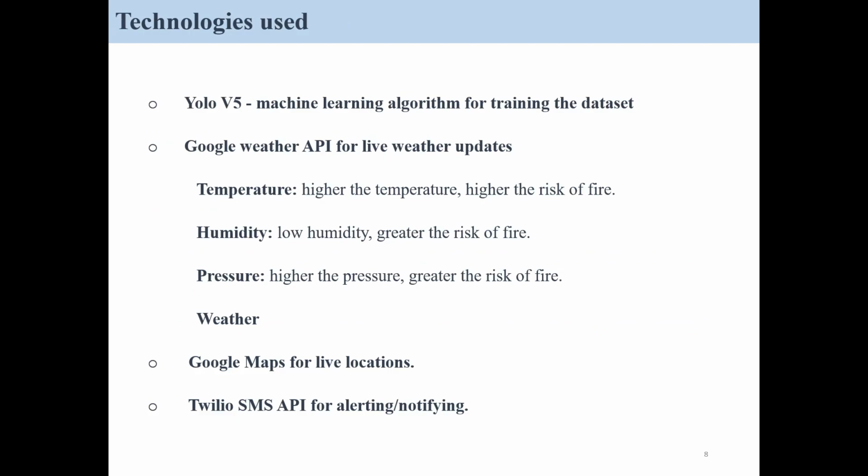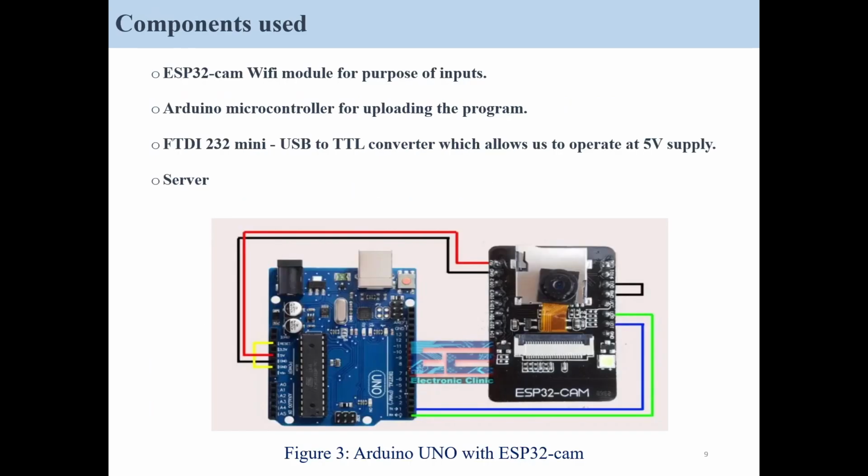The technologies we have used are YOLO V5, which is a machine learning algorithm for training the dataset. We have also used Google Weather APIs for live weather updates. The parameters which we have used are temperature, humidity, pressure, and also weather. Google Maps is used for live location, and we have used the Twilio SMS API for alerting or notifying.